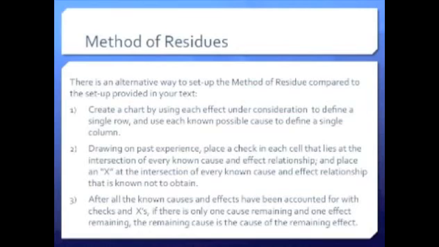Then, drawing on past experience, we place a check in each cell for every known cause and effect relationship that can be identified on the chart. And we place an X in each cell for every cause and effect relationship that is known not to obtain. Finally, after all the causes and effects have been accounted for with the checks and X's, if there is only one cause remaining and one effect remaining, the remaining cause is concluded to be the cause of the remaining effect. Let us see this method in action.